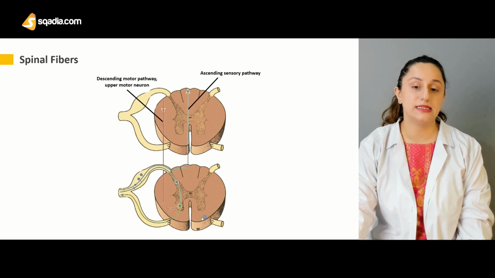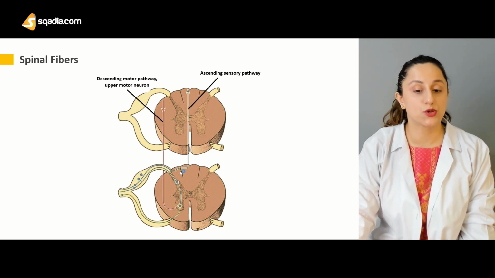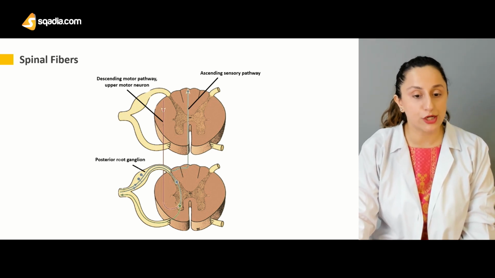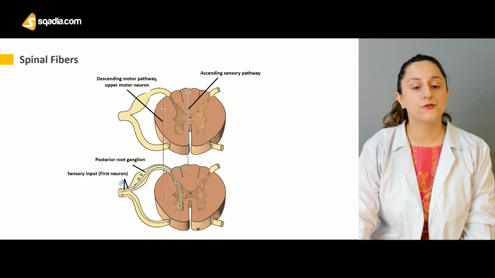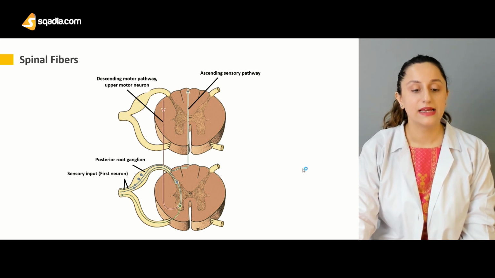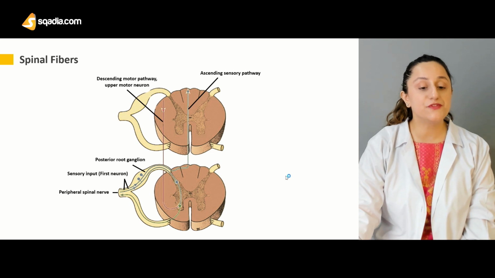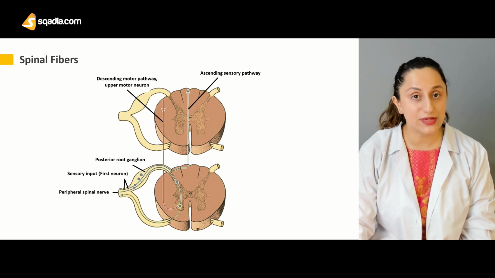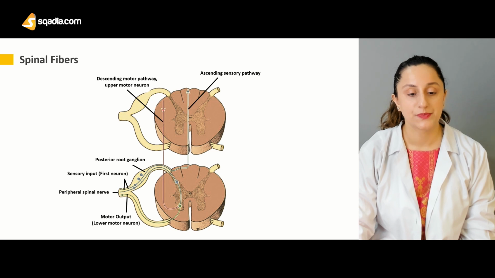Now, when we look at the ascending sensory pathways, we must know that we have different orders of neurons out there, ranging from the first order neuron, and this is the first order neuron, the sensory input, which is basically taking the sensations from the effector organs and then carrying these sensations towards the higher centers of the brain. And then finally, we have the peripheral spinal nerves that are basically contributing towards the sensory input of the ascending sensory pathways as well out here.